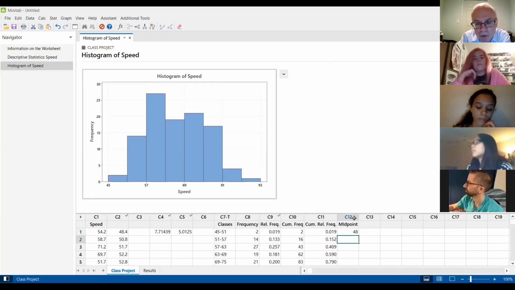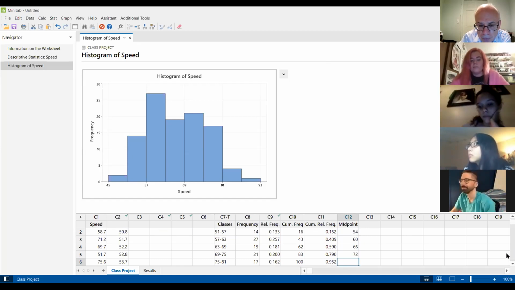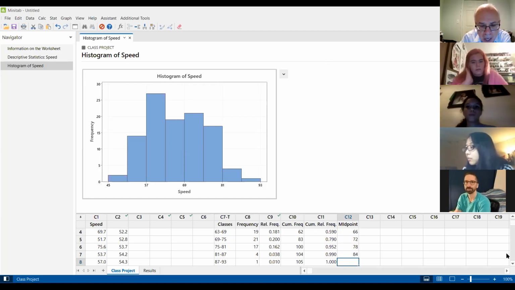And once you figure out one of them, the rest of the midpoints are how far apart? 6. So you just keep adding until you get all of them. All right? So does that make sense? Yeah. All right. So this is pretty straightforward, isn't it?